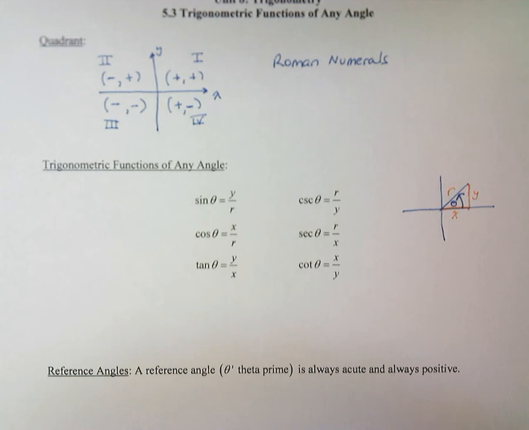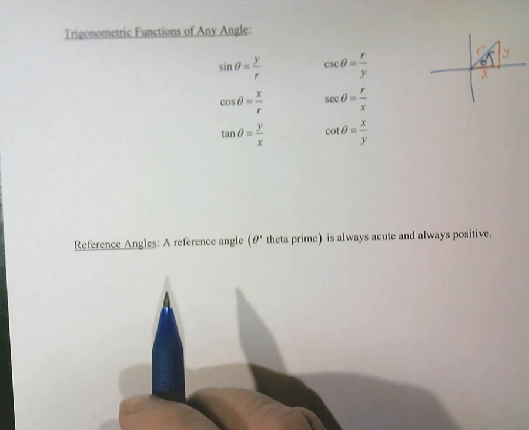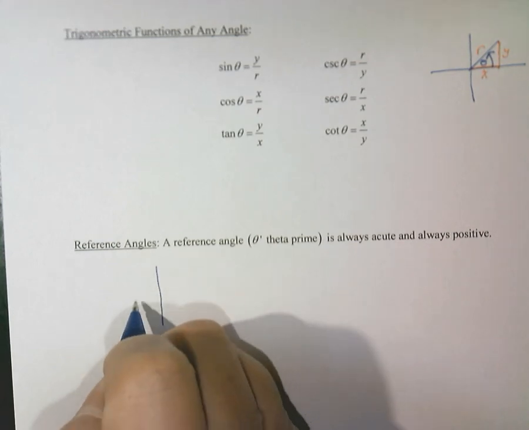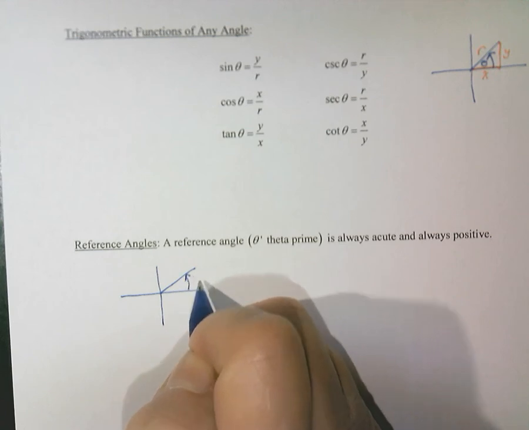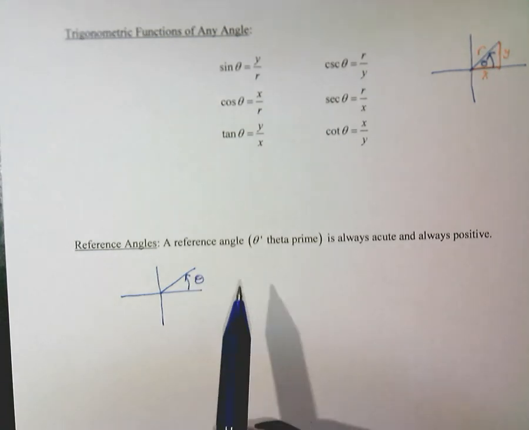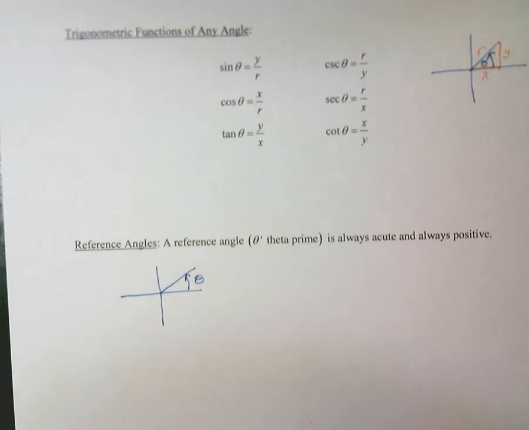So the first thing I like to teach, the book does not teach it in this order, but I like to teach with reference angles because it's going to help you understand what's going on. A reference angle is always acute and is always going to be positive. So for example, if I draw an angle in the first quadrant, this is my angle theta. The reference angle has to be acute. Well, this is acute, so that's good. And it's positive. Well, this is positive.